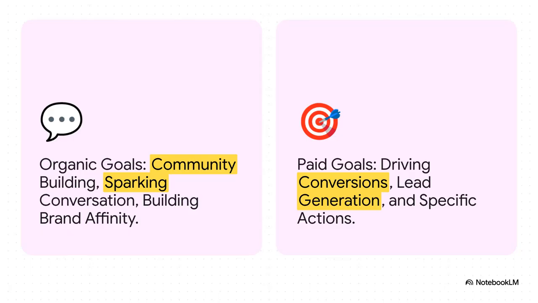And this slide really highlights why that structure is so critical. I mean, think about it. The goal of your organic content is usually about building community and sparking conversation. But paid ads, they're all about driving specific actions: conversions, leads, sales. Because the goals are so fundamentally different, the AI prompts you use have to be just as distinct.